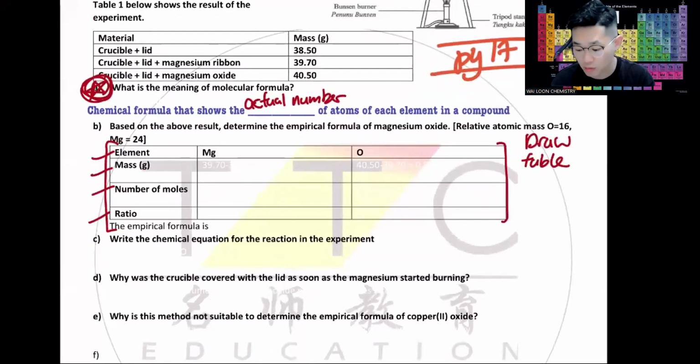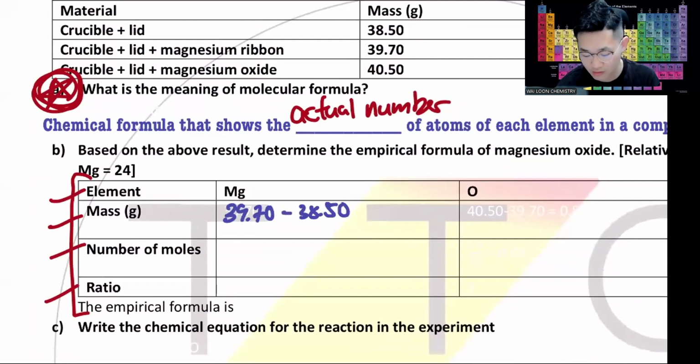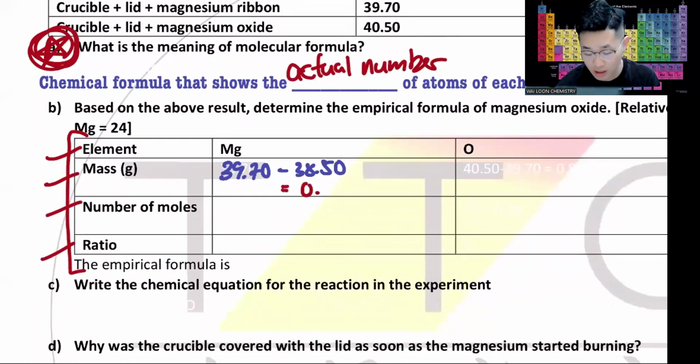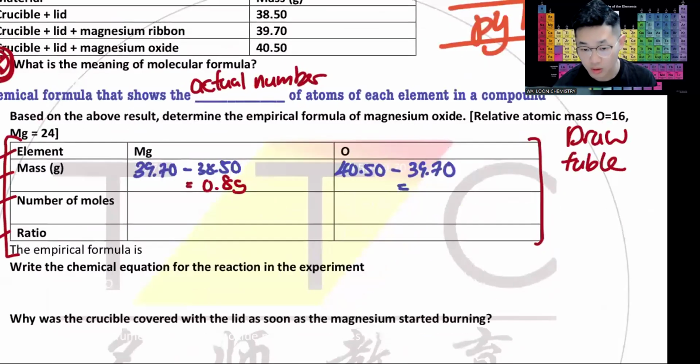Okay, Mg is 0.8 gram. Thank you very much. 39.7 minus 38.5, we get 0.8 gram. Do we have the right working? Yes. You must show them the working. 40.5 minus 39.7, you get, sorry, what am I doing? This one is 1.2. Okay, sorry. This is 1.2 gram, and this one is 0.8.